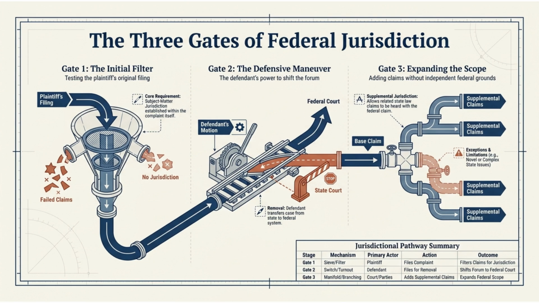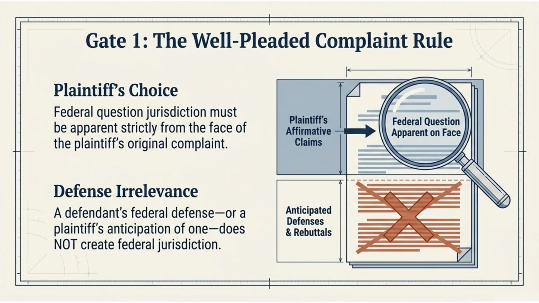The core takeaway is that each gate asks a different question. The plaintiff usually controls the first gate, the defendant controls removal, and the court polices the outer limits of supplemental jurisdiction. Start with the well-pleaded complaint rule.